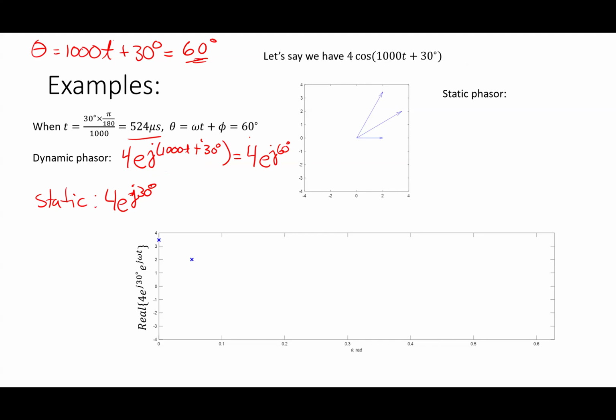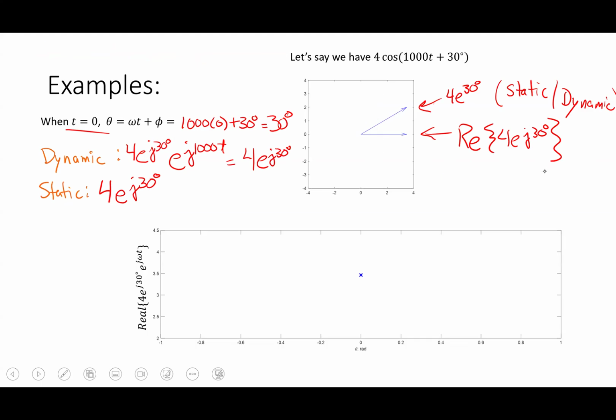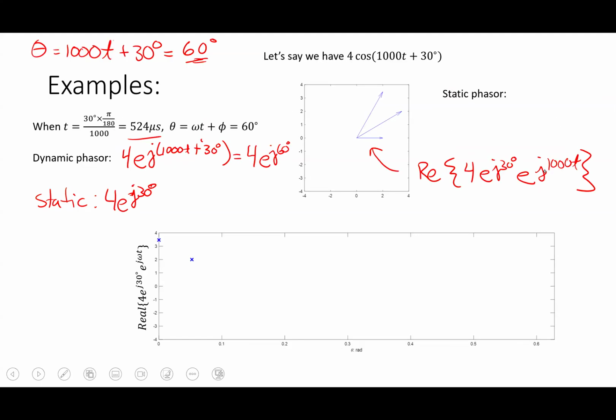All right, so on this graph, I've drawn 3 different vectors now. What 3 vectors have I drawn? Yeah, the dynamic, the static, and the real part of the dynamic. So where's the real part? Yep, this is the real part of the dynamic phasor, 4e^(j30 degrees) times e^(j1000t). Smaller than it was previously, right? As it should be, because it's tracing out a cosine, okay?